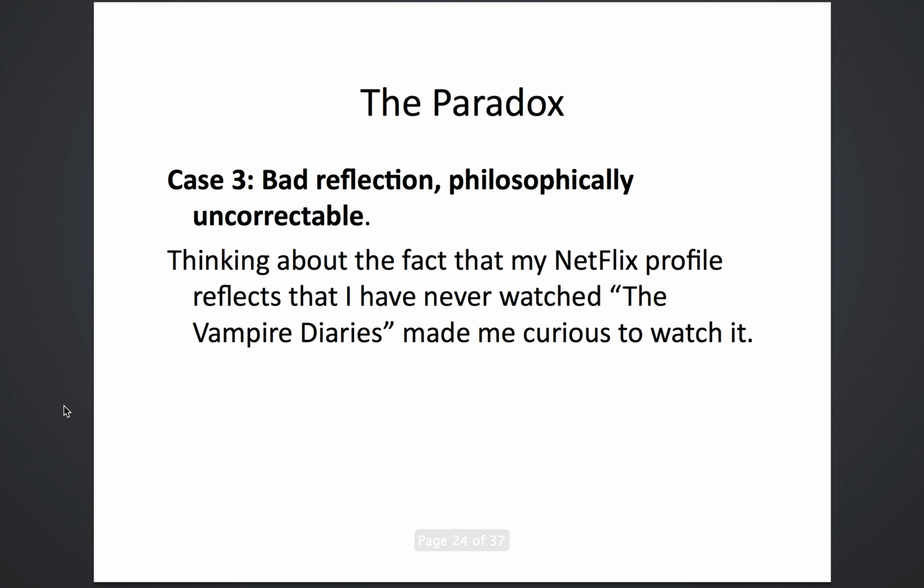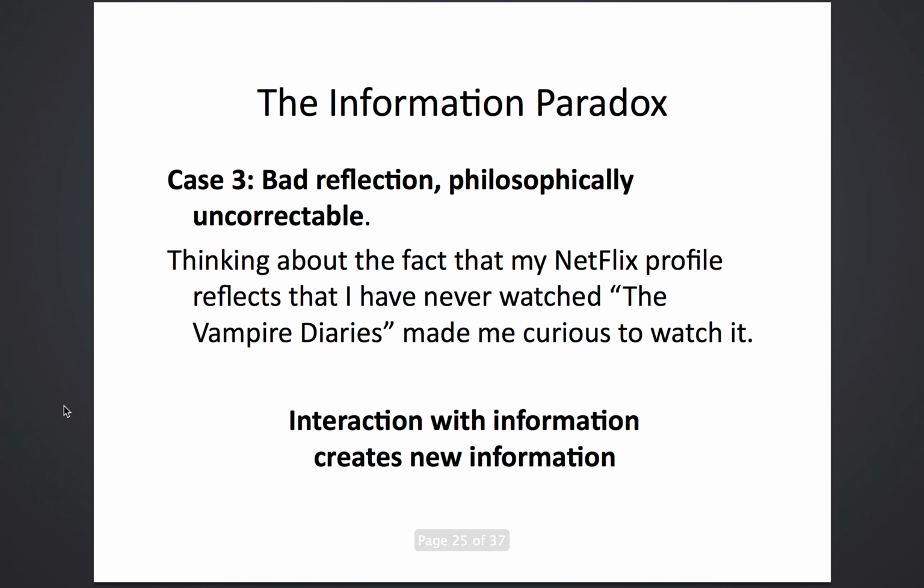Check out the third case. Thinking about the fact that my Netflix profile reflects that I have never watched the Vampire Diaries made me curious to watch it. So the paradoxical thing about data is that the existence of data and the interaction with data actually creates more data. So we're in an infinite regress there, and the mirror reflects itself, so to say. Okay, so let's state the paradox. The paradox is that interaction with information creates new information.